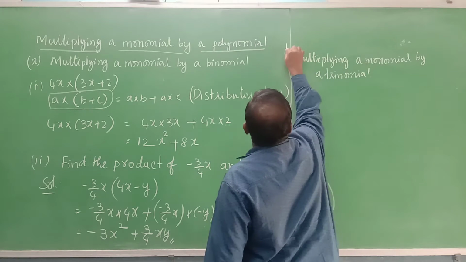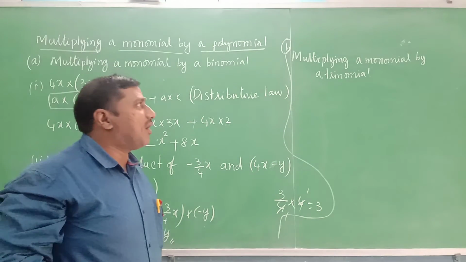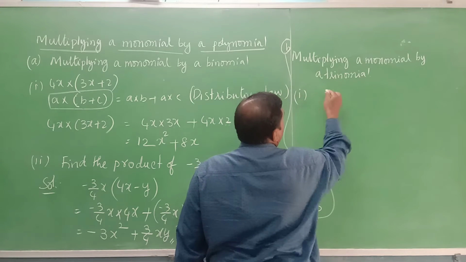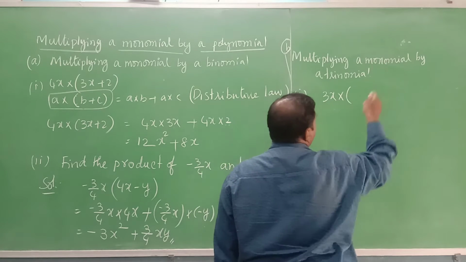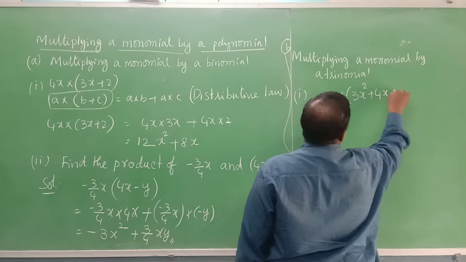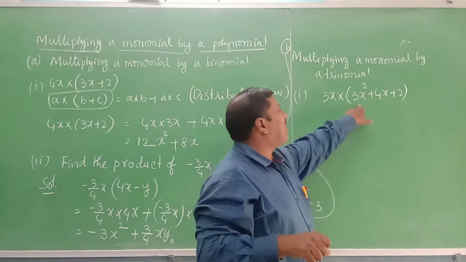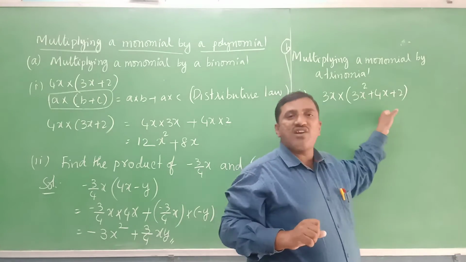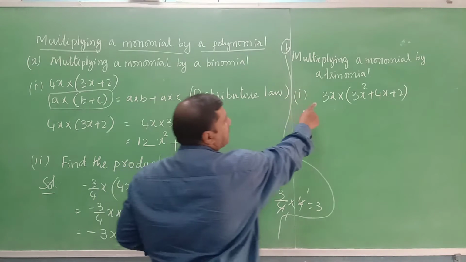A trinomial. So in this case also we use the distributive law. For example, you take an example. Multiply 3x, it's a monomial, with a trinomial 3x square plus 4x plus 2. Trinomial means having 3 terms, 3x square plus 4x plus 2. 3 different terms are there. It is a trinomial and it is multiplied by a monomial 3x.